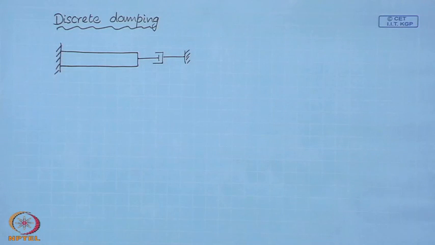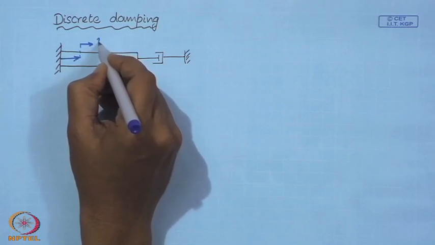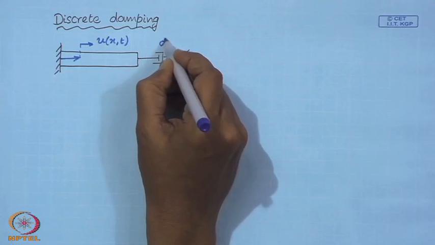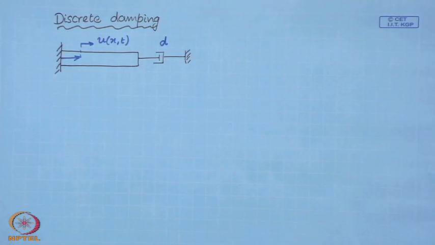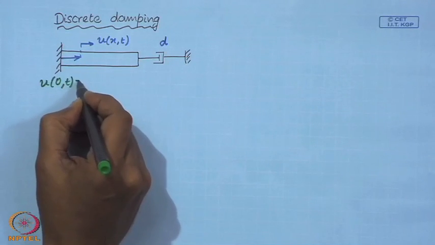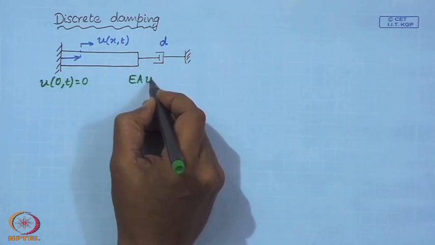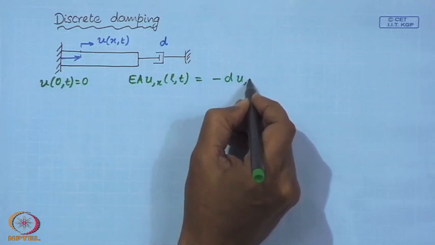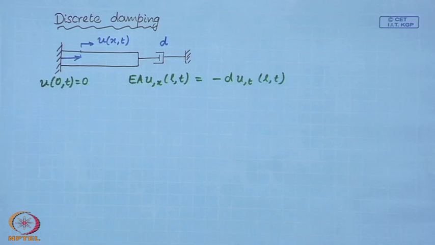So, this is a bar in axial motion, and here we have a dashpot attached to this end of the bar. So, I can write the boundary conditions of this problem. So, this is a fixed end and at this end I have the force because of this damper.